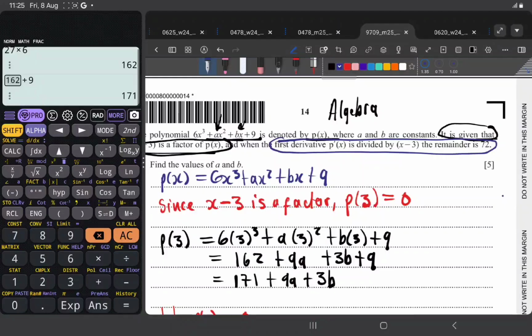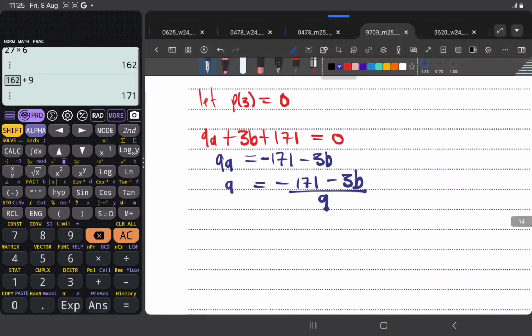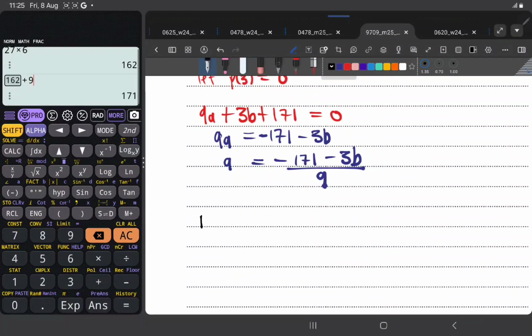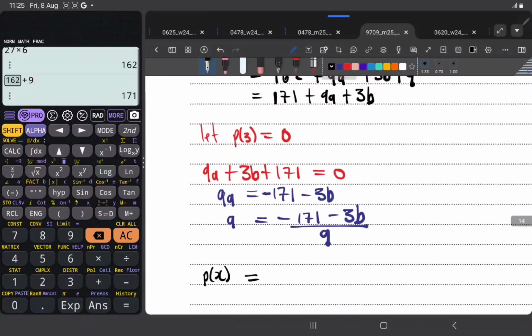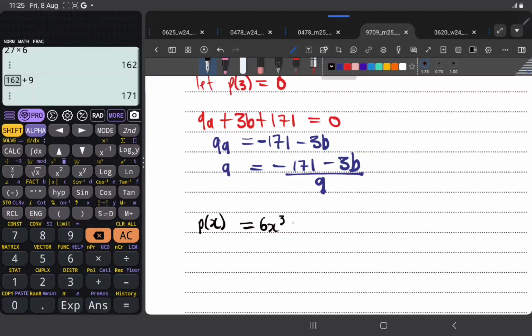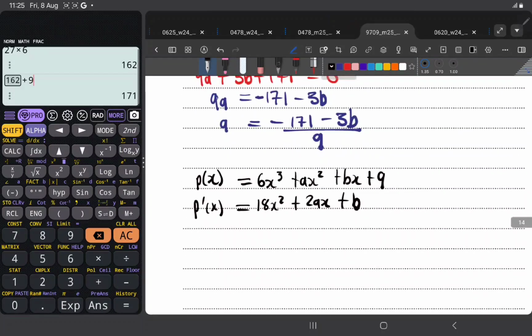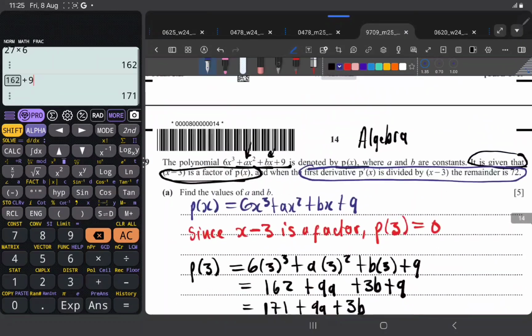First, I've got to find the first derivative. I don't have it. Let's find it. So I'm going to say, okay, p of x again is equal to 6x cubed plus ax squared plus bx plus 9. Then the first derivative is going to be, you drop the power, reduce it by 1. 3 by 6, that's 18x squared plus 2ax, plus b. This is going to be the first derivative. Can you see this?